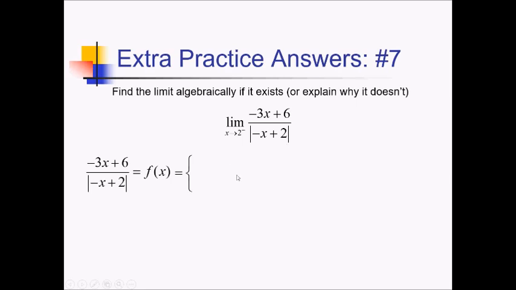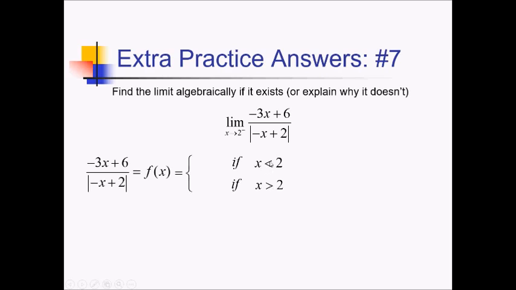Our border value is going to be whatever zeroes out the absolute value, because that's when the behavior of absolute value changes a little bit. So the x value that would zero this out would be 2, because if you have negative 2 plus 2, that would be 0. So we have a rule for x less than 2 and a rule for x greater than 2.